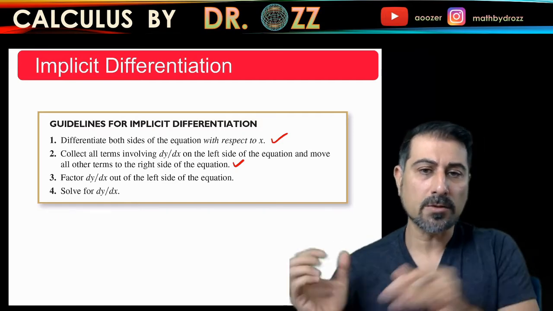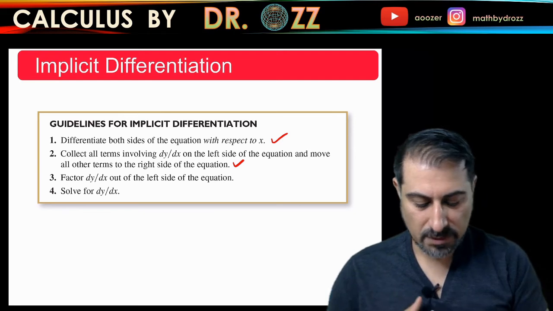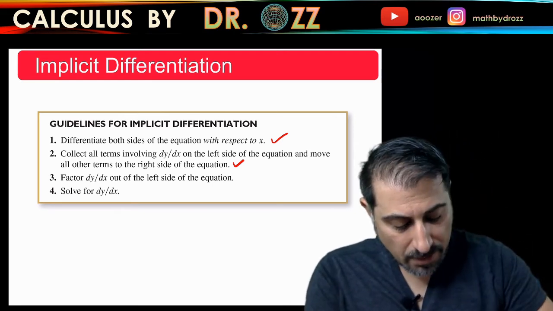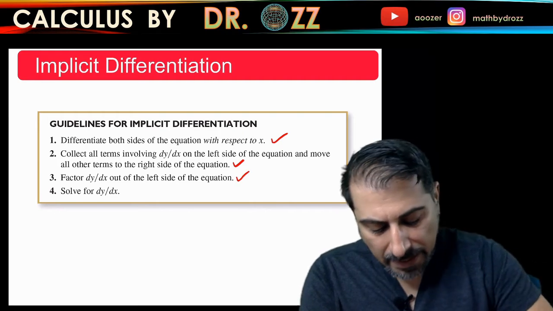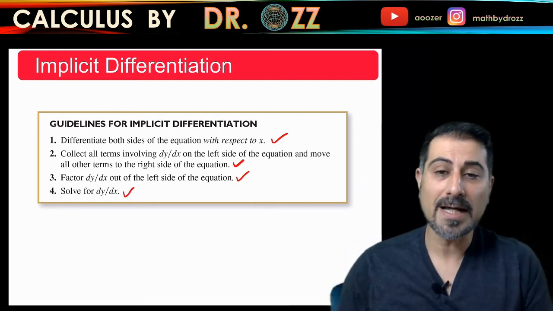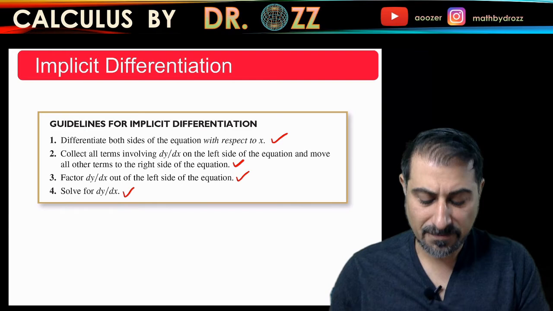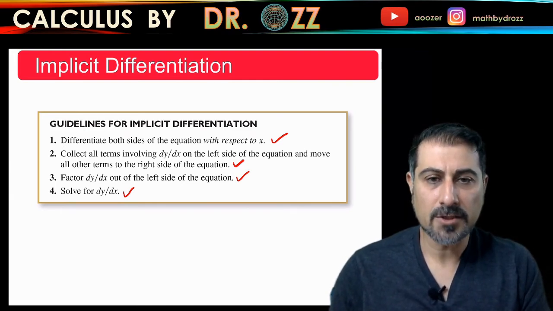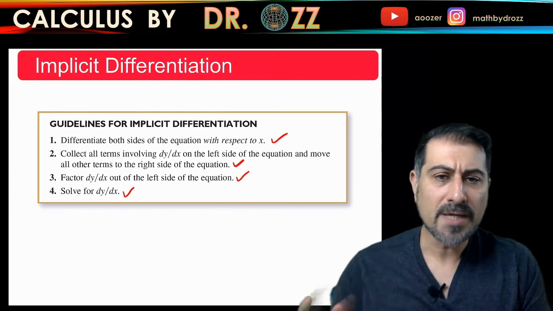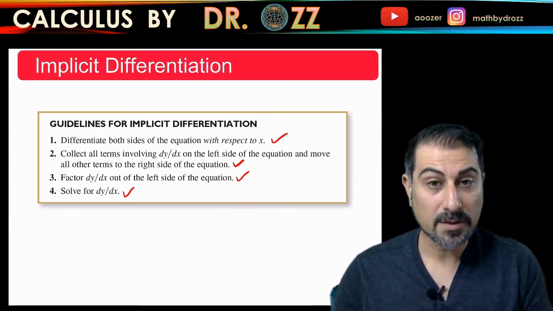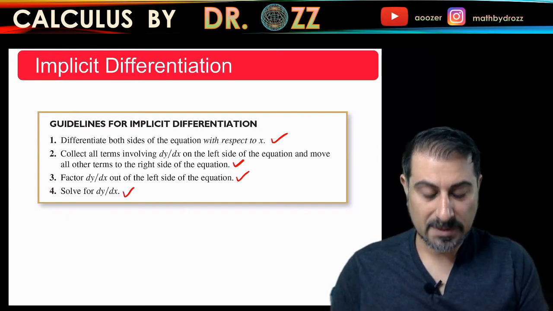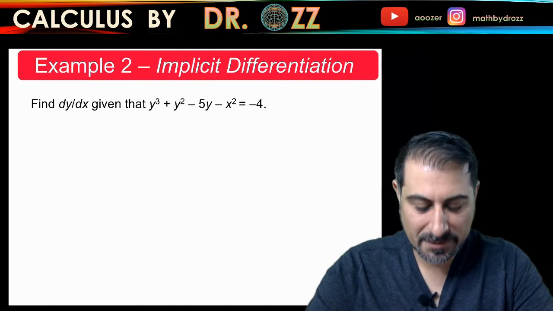And we're going to collect all dy over dx on one side of the equation and the rest on the other side of the equation. And we're going to factor out dy over dx and solve for dy over dx. So this is a four-step guideline for implicit differentiation. And we have two cool examples to explain the guidelines for you step by step. So let's start. All right, here's the first example of the video.